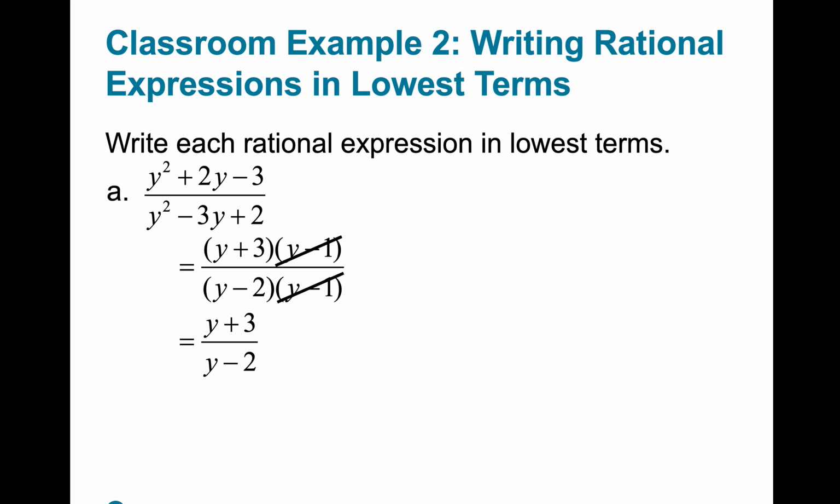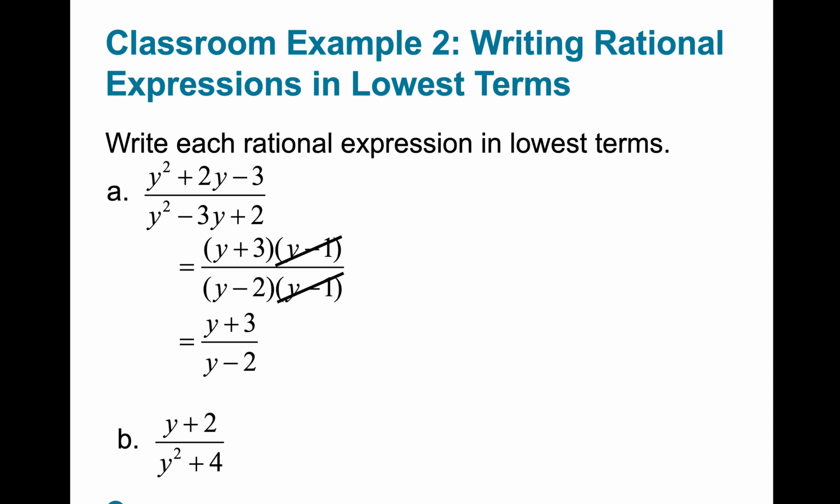Now, if they were asking you for the domain, you would still set y minus 2 and y minus 1 equal to 0, because either one of those values will cause a 0. If they're just asking you to reduce, then you can cancel and be done. But always check the domain first, then reduce.